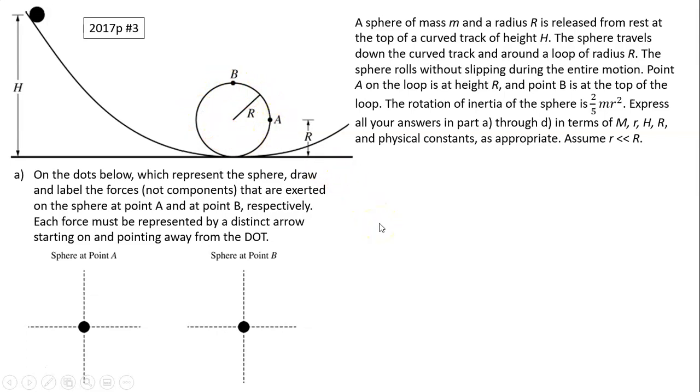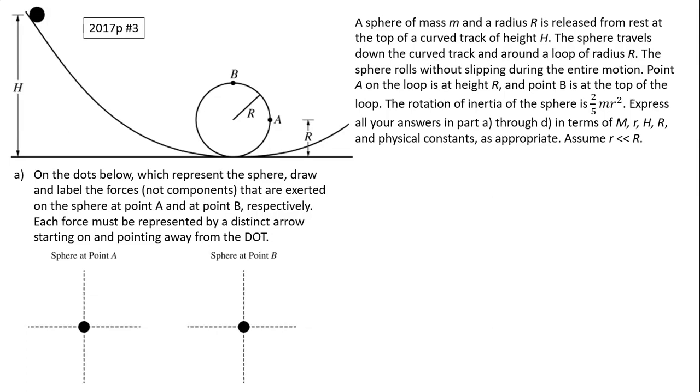Part A: on the dots below, which represent the sphere, draw and label the forces, not components, that are exerted on the sphere at point A and at point B, respectively. Each force must be represented by a distinct arrow starting on and pointing away from the dot.